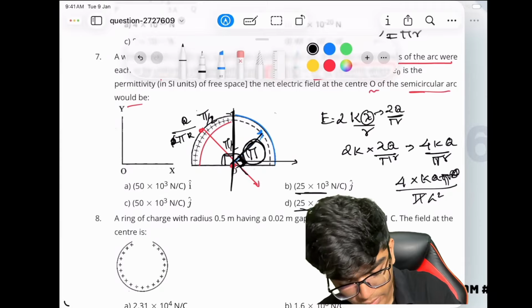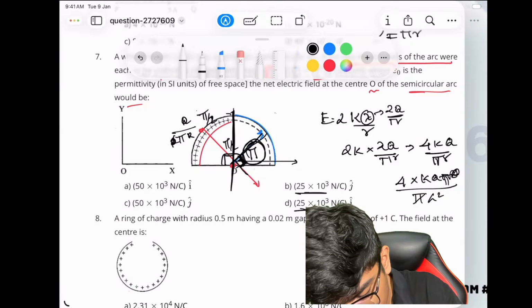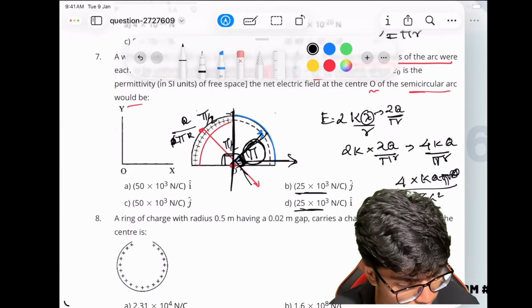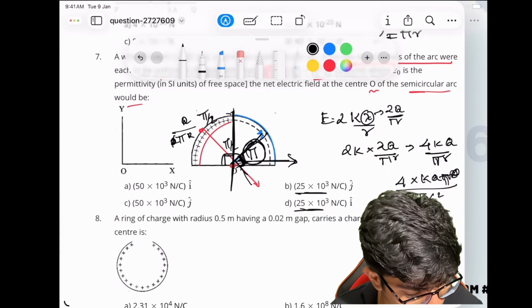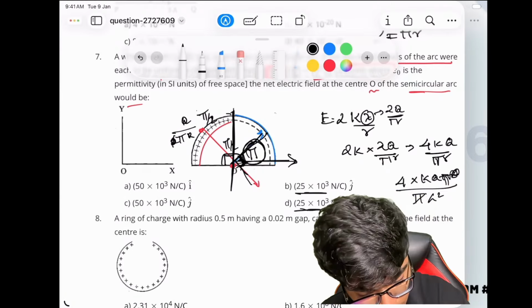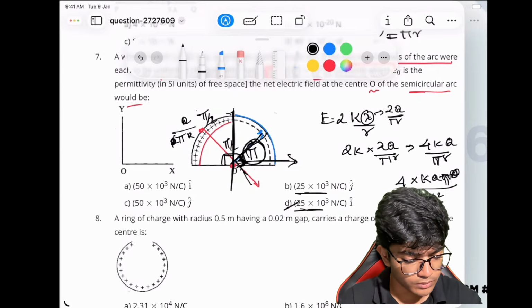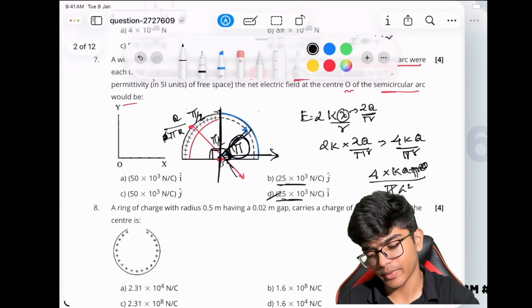Okay, fine. But then இப்போ the resultant is in which direction? X axis or y axis? It's in x axis. Okay, so my option would be D, obviously. Clear? I hope this made sense.